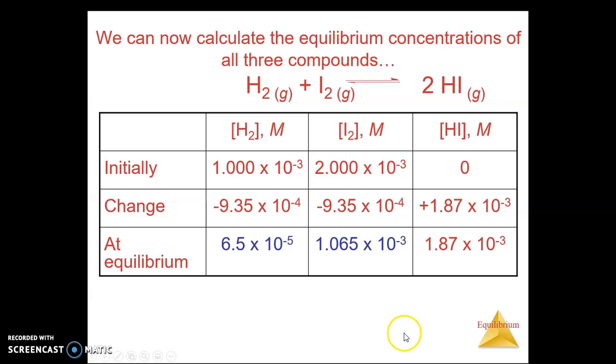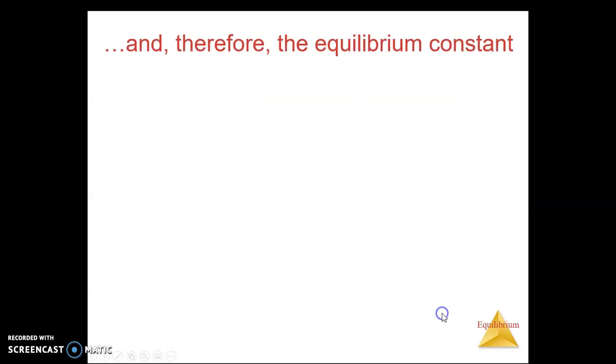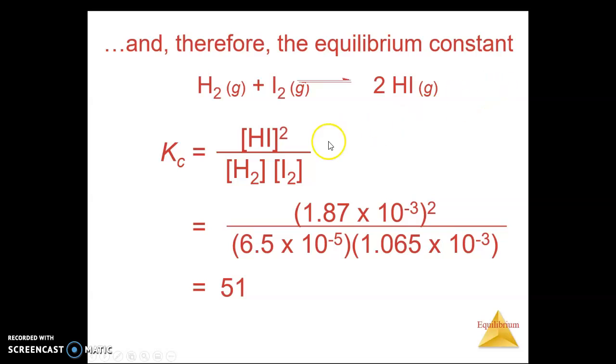All right. So we can figure out the equilibrium constant now, can't we? Because we've got all three numbers we need. There's your equation. It's this squared divided by this and this. There's your 1.87 times 10 to the negative third. We're going to square it. We then divide by this and divide by this, and the answer is 51. And you say, what's the unit? And the answer is, it's wonderful. With equilibrium constants, we don't pay attention to units. We'll explain that.